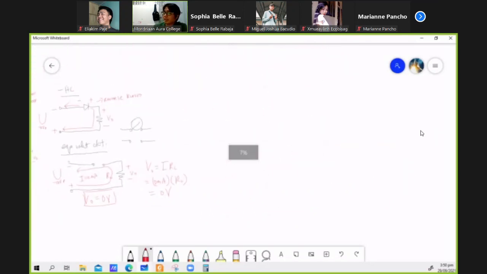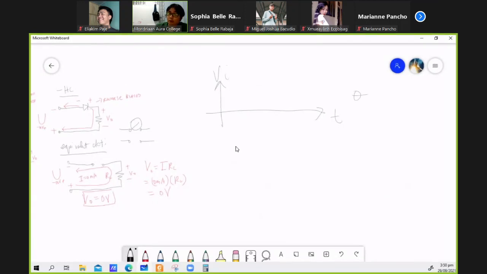Input versus the output. So this is your input. Ito yung ating input voltage, represented by V sub I, and the x-axis is time. Pwede rin natin gawin yan in terms of theta or yung phase, yung angle. No? So this is your input. So positive half cycle, negative half cycle.